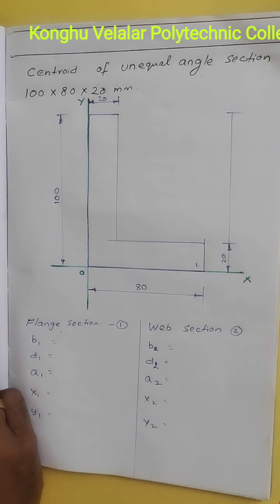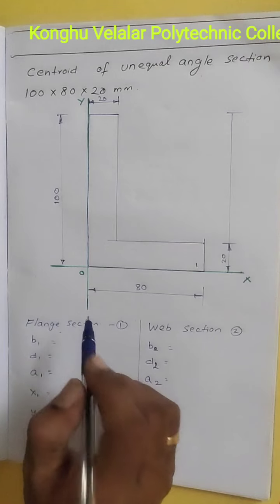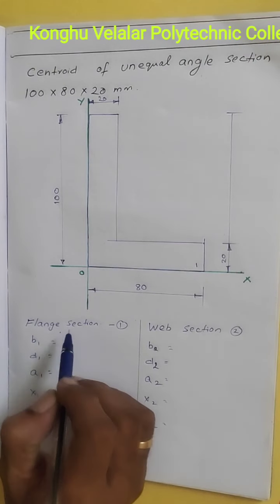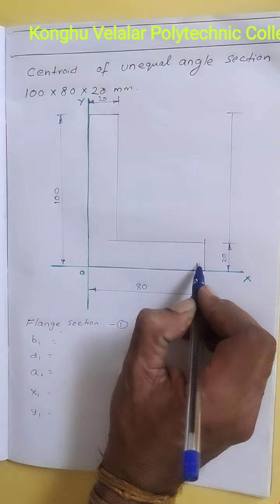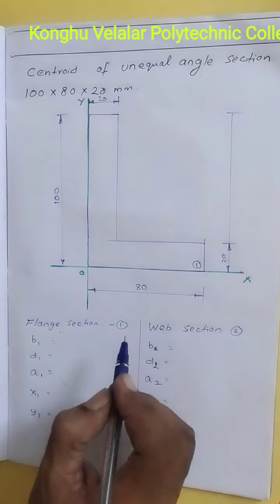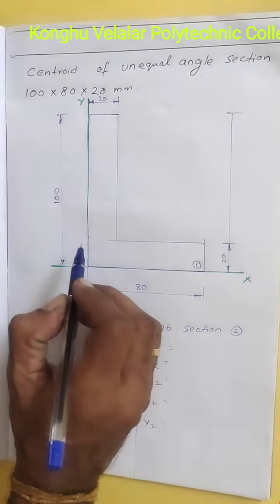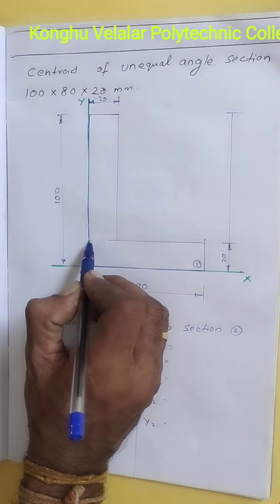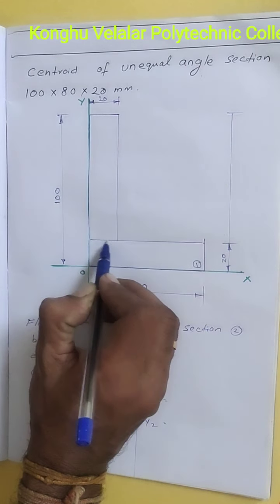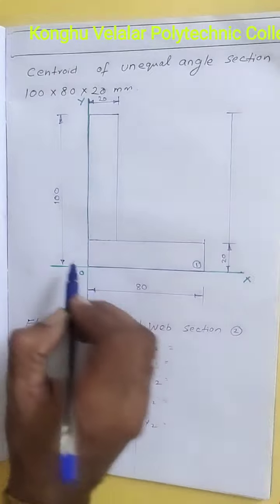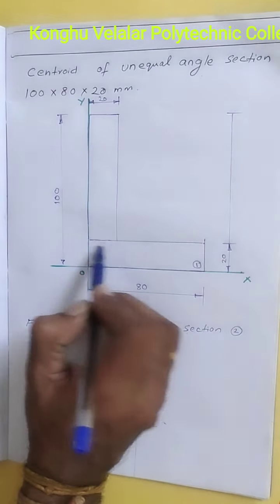So, the flange section I have taken as 1. I am dividing this into regular surfaces. So, I get two rectangular surfaces. I am dividing it in this part. Over here I have divided it.